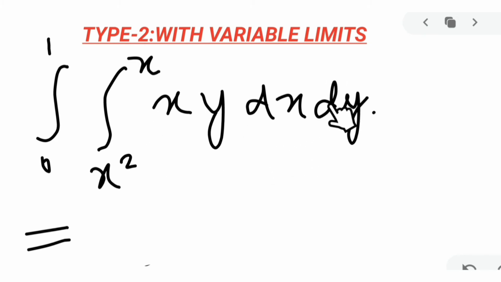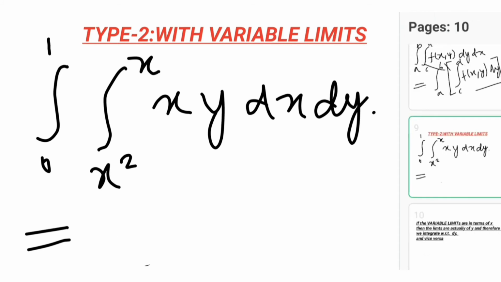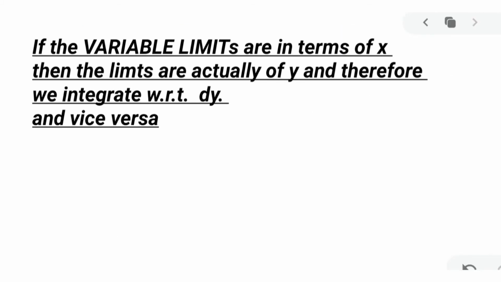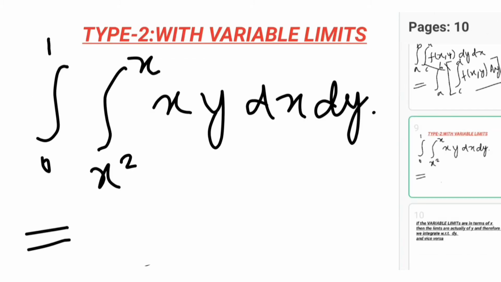So this is the fundamental concept of variable limit. So write this note down: if the variable limits are in terms of x, then the limits are actually of y. Therefore, we integrate with respect to dy and vice versa. That is, if the limits are in terms of y, then the limits are actually of x. Therefore, we integrate with respect to dx. So now we move on to the question. This was the question given for this type.